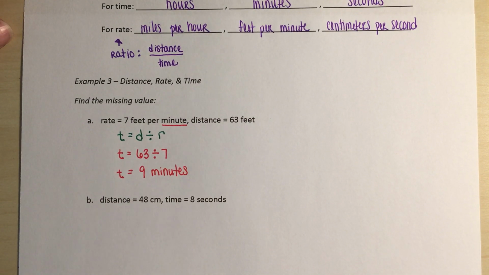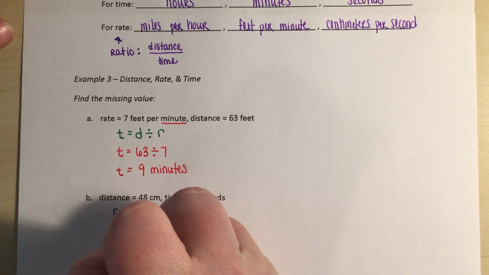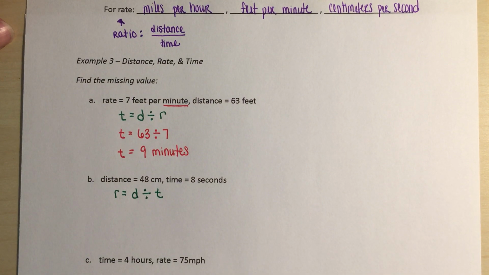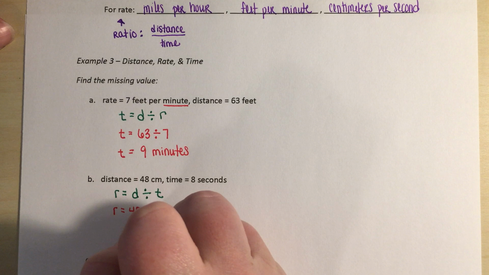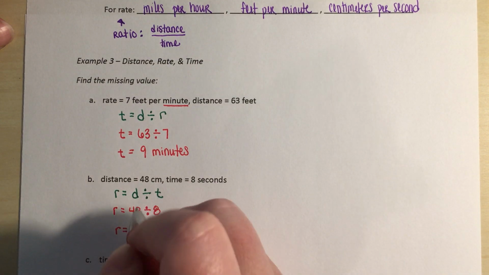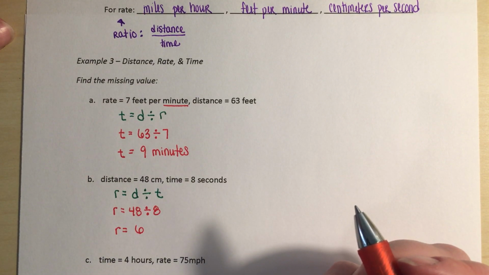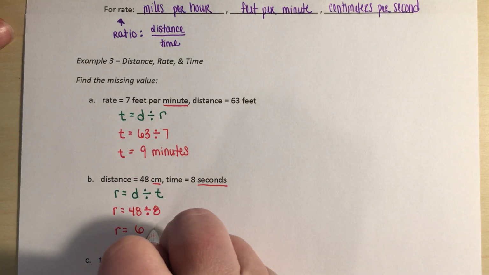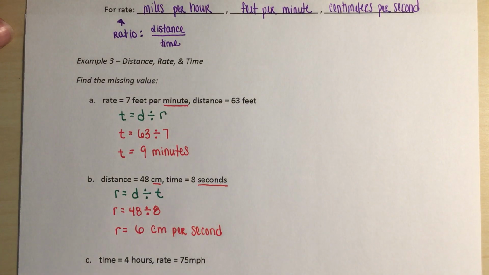For B, we have a distance of 48 centimeters and a time of 8 seconds. What we are missing here is our rate. So again, we're going to divide. Again, we start with our distance in our formula. So R is going to equal D divided by T. So R is going to be 48 divided by 8. 48 divided by 8 gives us 6. Then we want to label our rate accordingly. Remember, we want to think about this as a ratio of distance to time. Our distance is centimeters. Our time is seconds. So we're going to write 6 centimeters per second for our unit of measurement for our rate here.